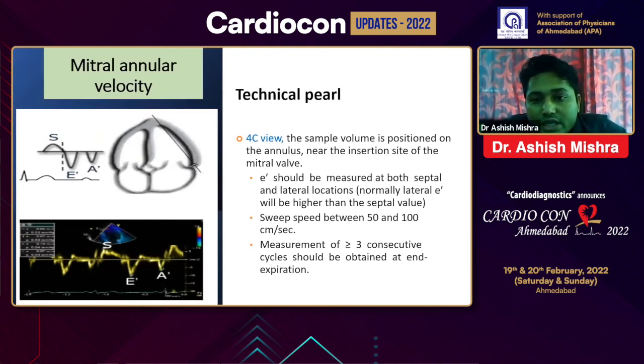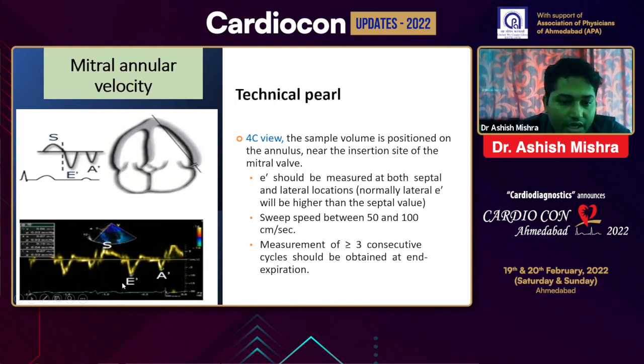So in fact, how do we get this E by E dash ratio, or the E dash velocity? Basically, we start with the 4-chamber view. The sample volume is positioned on the mitral valve annulus, just near the insertion point of the mitral valve. E dash should be measured at both septal and lateral locations. Sweep should be set between 50 to 100 centimeters per second, and it should be averaged for at least 3 consecutive cycles. So these are typical E dash and A dash velocities.